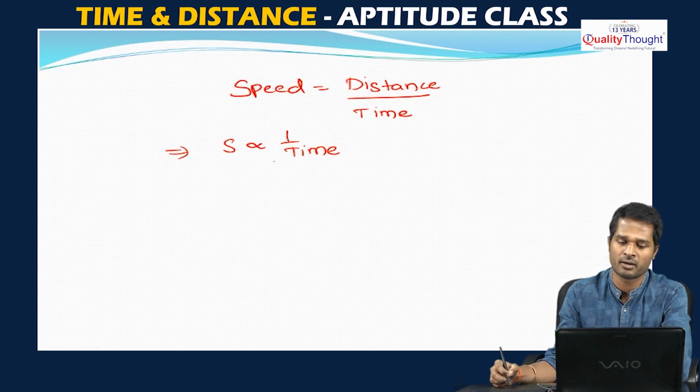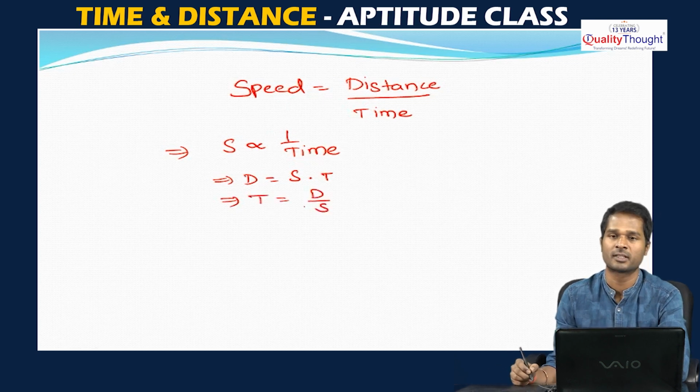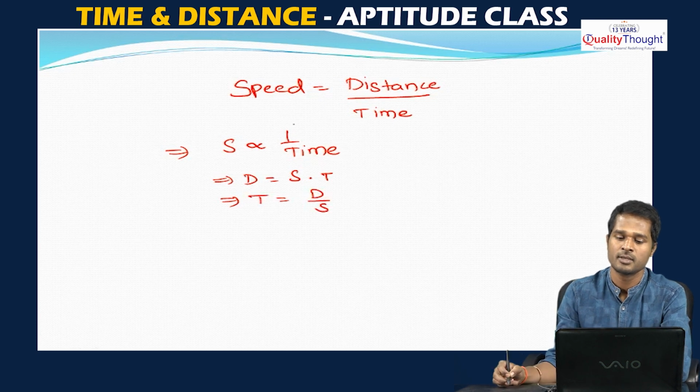So from this we can write distance d is equal to speed into time. We have speed is equal to distance by time. Then how will you find out the time? The time is nothing but distance by speed.